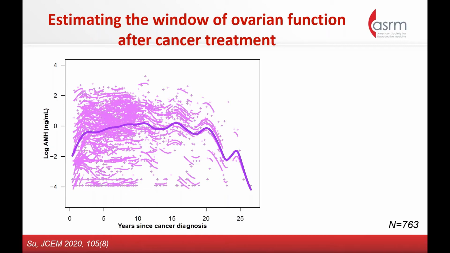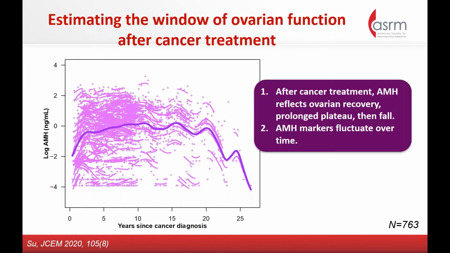So using functional principal components analysis, we show that mean AMH level initially rises and looks like it peaks around 3-4 years post-cancer diagnosis. And the duration of the plateau looks like it's up to 10 to 15 years later prior to decline. So after cancer treatments, we think that AMH levels reflect ovarian recovery, a prolonged plateau followed by decline. But importantly, unlike in the general population, in women without cancer, these AMH markers really fluctuate over time, in that there is a rise before there is a decline.